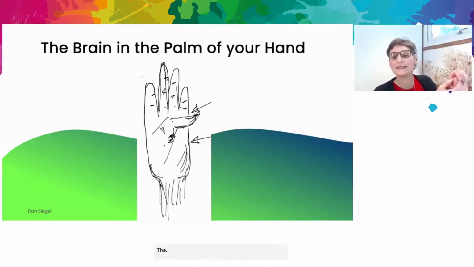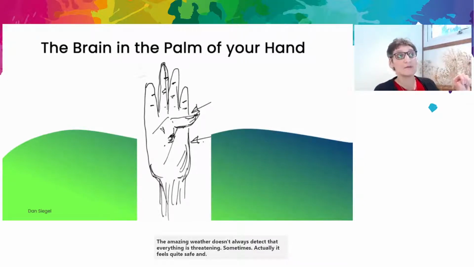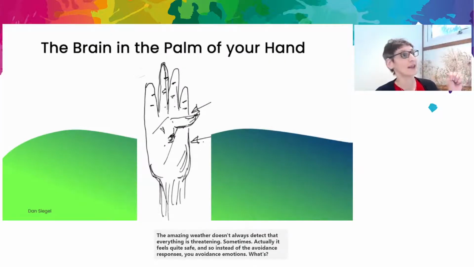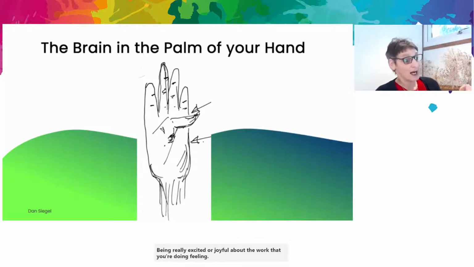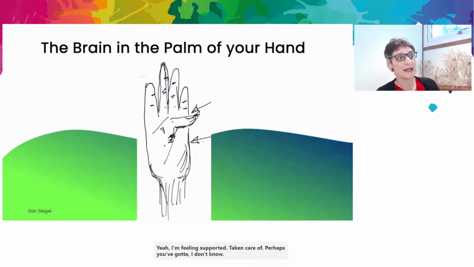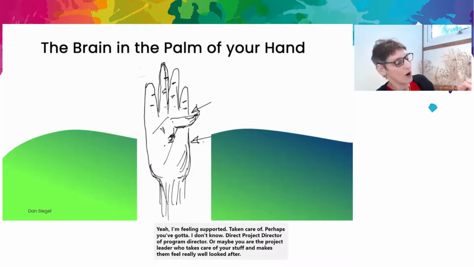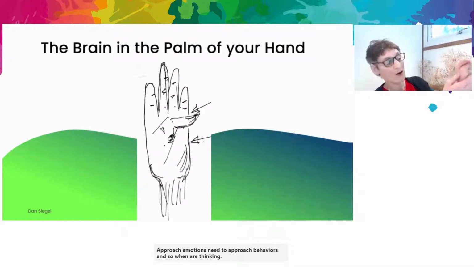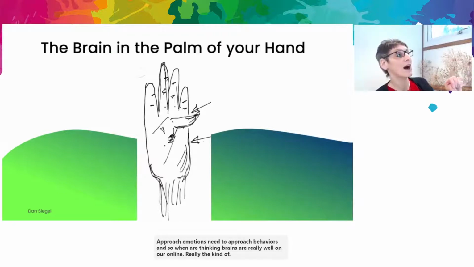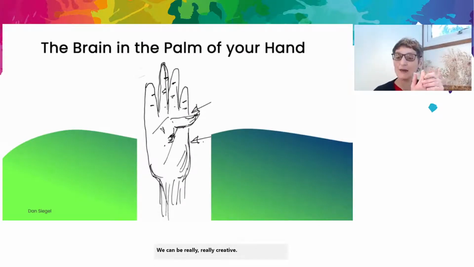Now, just bring your fingers back online. The amygdala, though, doesn't always detect that everything is threatening. Sometimes, actually, it feels quite safe. And so instead of the avoidance emotions, what's triggered are the approach emotions. So things like feeling really excited or joyful about the work that you're doing, feeling highly motivated, and feeling well supported, taken care of. Perhaps you've got a project director or program director, or maybe you are the project leader who takes care of your staff and makes them feel really well looked after and well cared for. Approach emotions lead to approach behaviors. And so when our thinking brains are online really well, we are able to collaborate really well. We can be really, really creative. We can learn really well, and we can inspire other people.